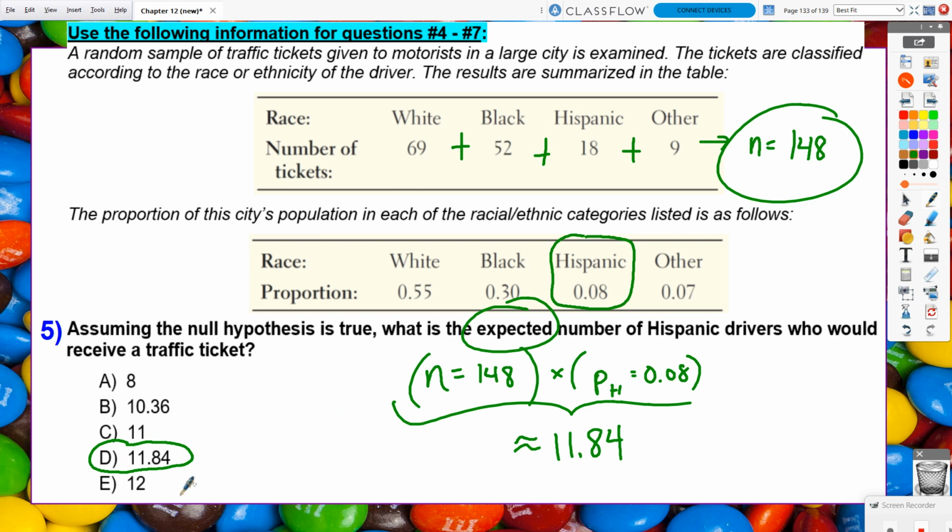I know some people might be very, very tempted to round this up to 12, but again, the expected number is just a theoretical value. It's not what actually truly happened. So you will not round those expected numbers to the nearest whole number.